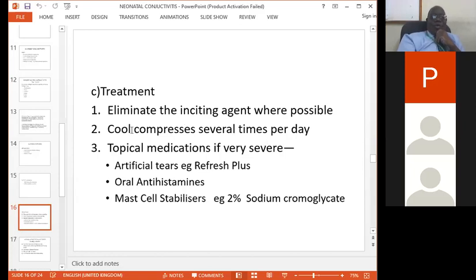You can use cool compresses, or topical medications in severe cases: artificial tears, oral antihistamines. Antihistamine is anti-allergic, okay? Or mast cell stabilizers like sodium cromoglycate drops. If you can't get any of these, steroid drops can help, as long as there is no evidence of bacterial infection in the eyes, like pus pouring out.